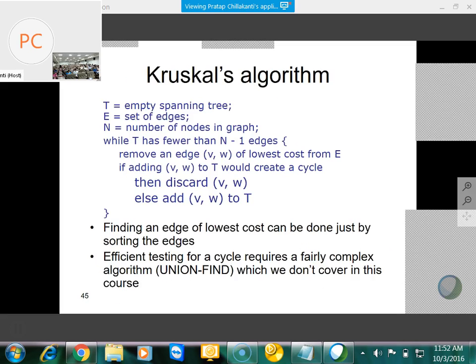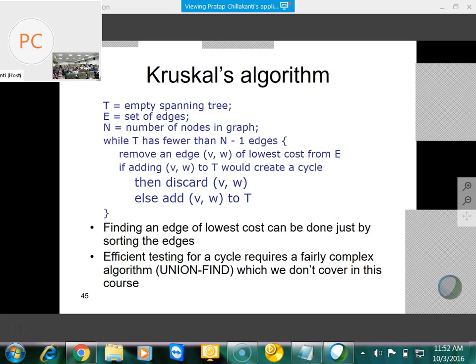So here is Kruskal's algorithm. You start with an empty spanning tree. You already know all the edges of the graph. And you already know the number of nodes in the graph. And you already know the property that when you draw a tree, if you have n number of nodes, there will be n minus 1 edges. That's the reason why you see while T has fewer than n minus 1 edges.